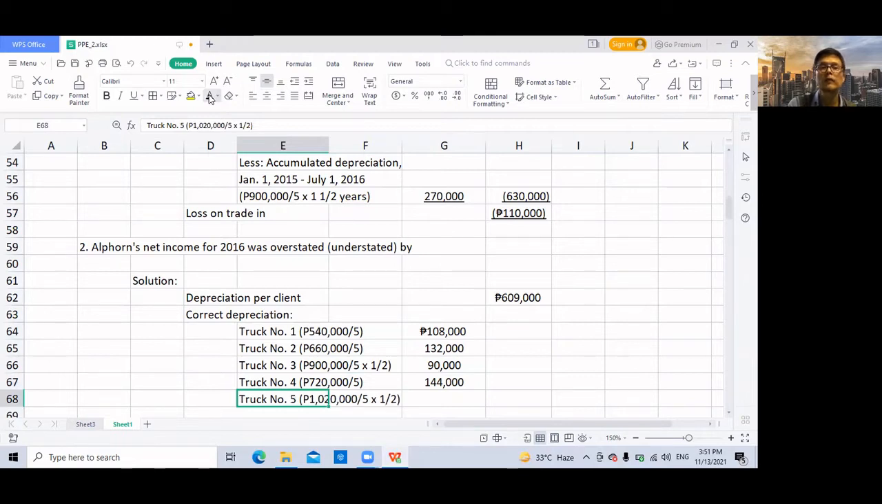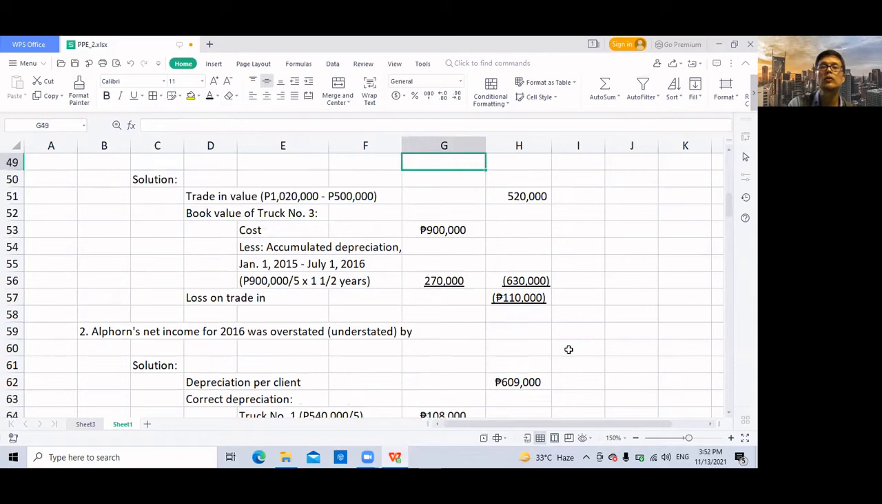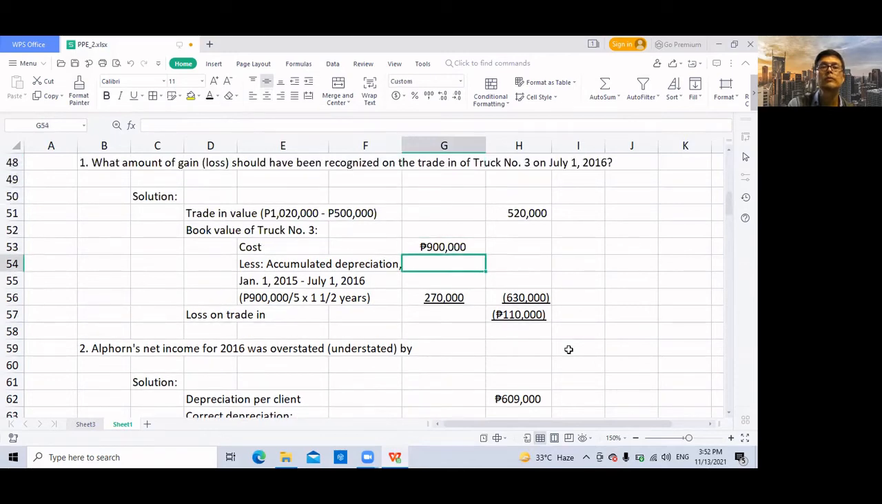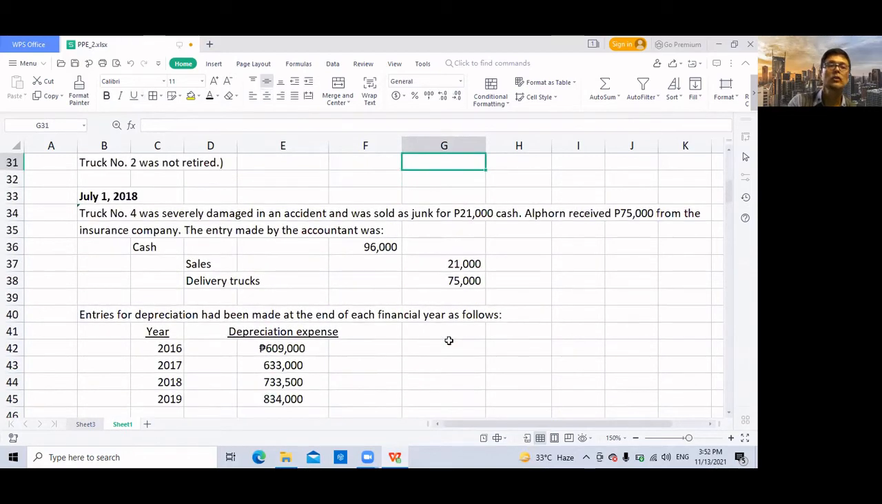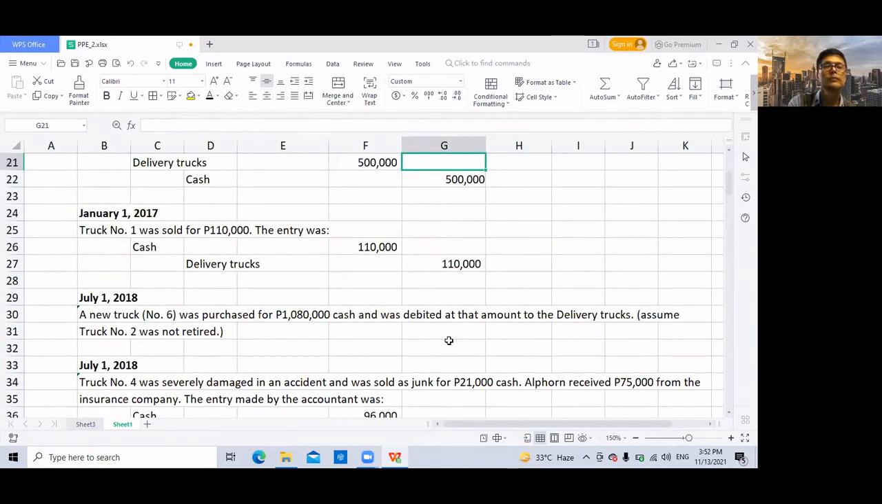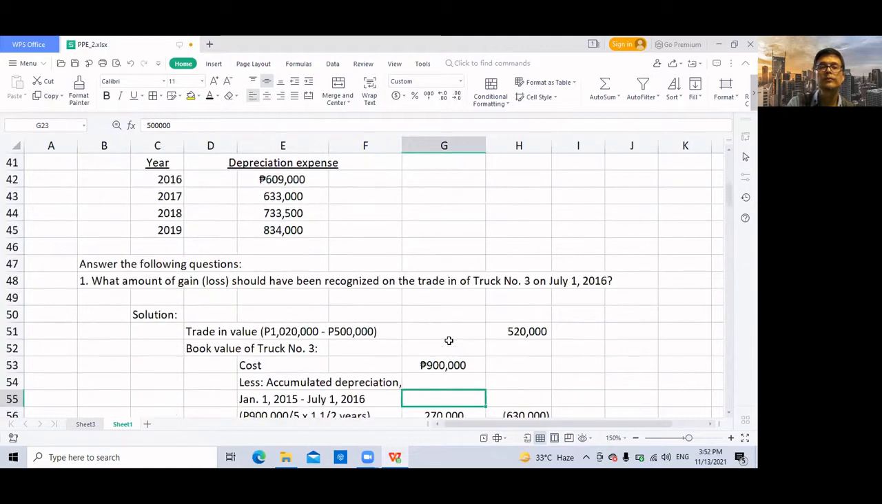First, truck number 5, which is the trade-in, 1,020,000. Divide this by 5 years. Remember the trade-in of truck number 3 for the much larger truck. So that is truck number 5.